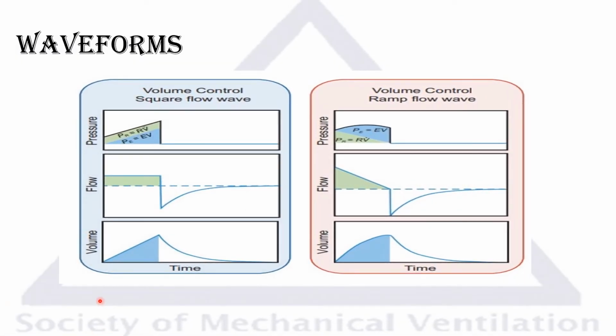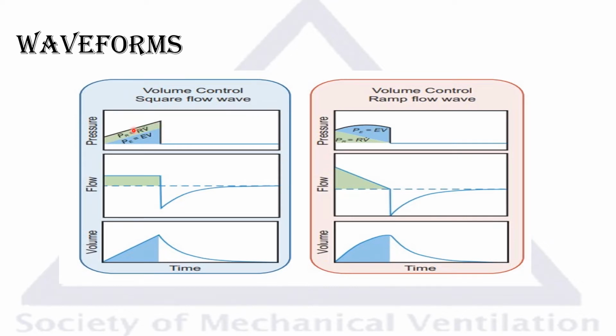So this slide is very important, and it describes the difference between volume control using the square flow waveform and volume control using the ramp or descending flow waveform. At the top here is the pressure, the flow, and the volume. As you can see, the flow here is constant or square, and here's the ramp one. Now the airway pressure, as you can see, looks different. This is again in a passive patient. So in the square flow waveform, it looks like a triangle here.